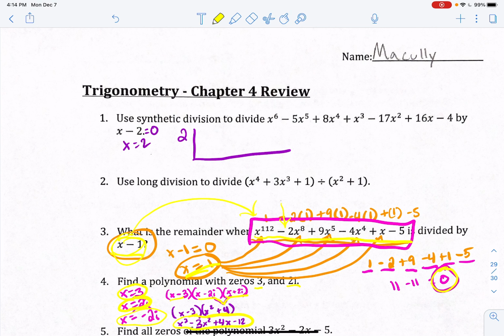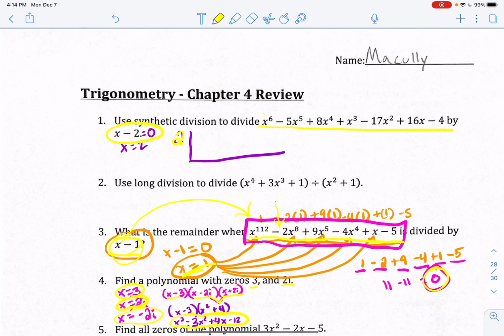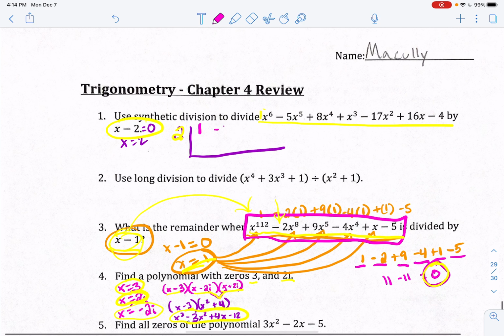So when you're synthetic dividing, you set what you're dividing by equal to 0. So that means 2 is my number on the outside here. And then I want to put my coefficients out in front. So x to the 6th power has a 1 in front of it. So I would start with 1. Let me go to a thing that you can actually see. 1. Make sure you put the negatives with them. Negative 5, 8, 1, negative 17, 16, negative 4, okay?